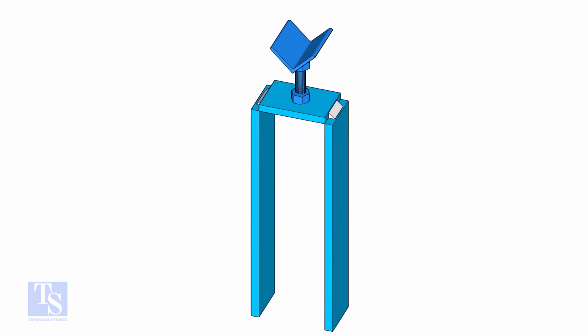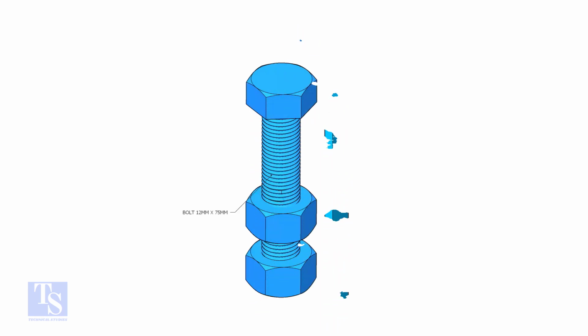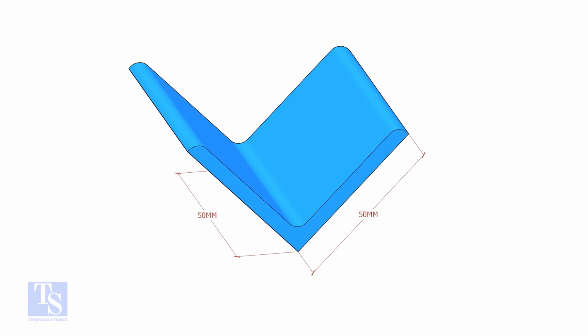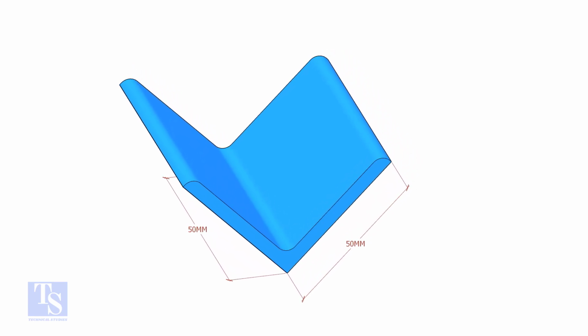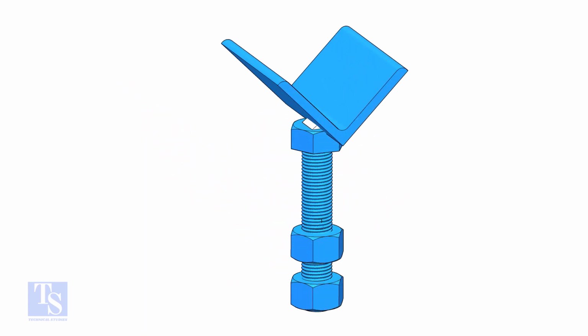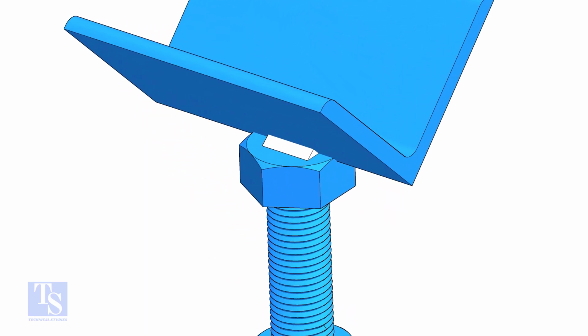To make this tool, we need a 1/2-inch dia, 3-inch long bolt with two numbers of nuts, and a 50x50 angle bar, 50mm long. Tack weld the angle bar on the head of the bolt as shown.